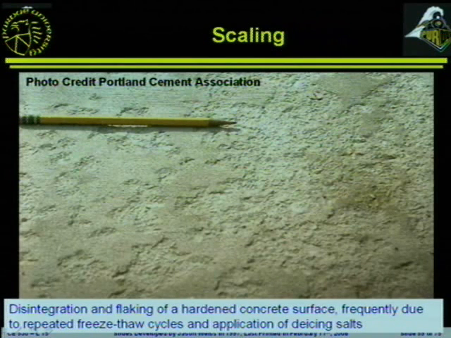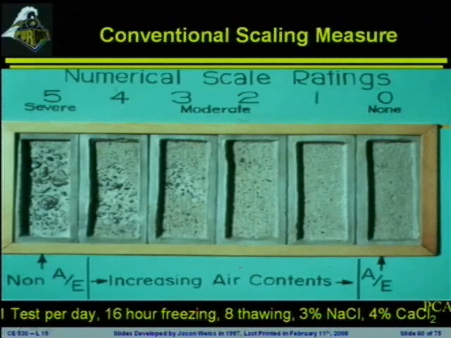I've shown a picture here, taken from PCA, but the idea of scaling is not the integral freeze-thaw damage that we were talking about before with cracks going throughout the entire system. What we're really seeing here is just the surface of the concrete flaking off. So if we take a second and look, you'll see there are some regions here where the surface of the concrete has flaked off, and this is due to freezing and thawing, but it's very specialized near the surface.